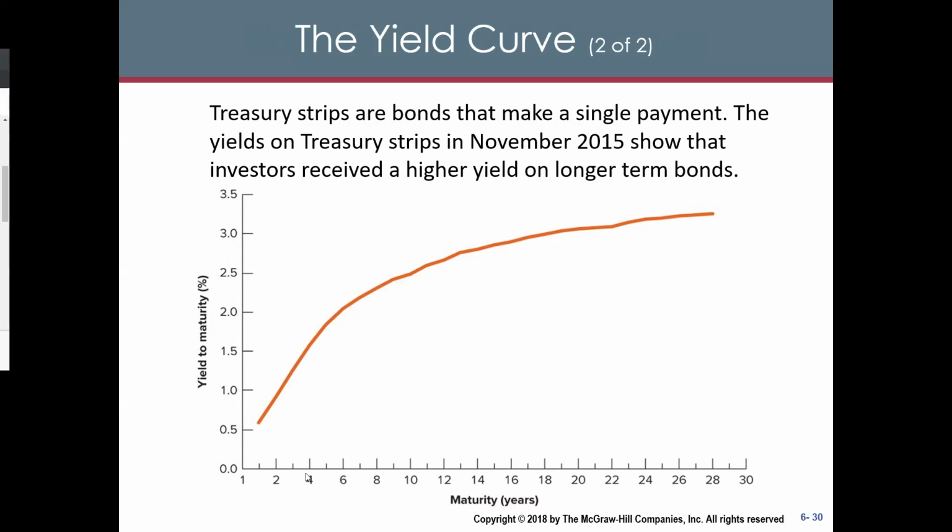As we can see, the larger the maturity years, the further from maturity. Say it matures in 30 years. The yield to maturity, or the implied return, actually is higher. You can see this curve is sloping upward.